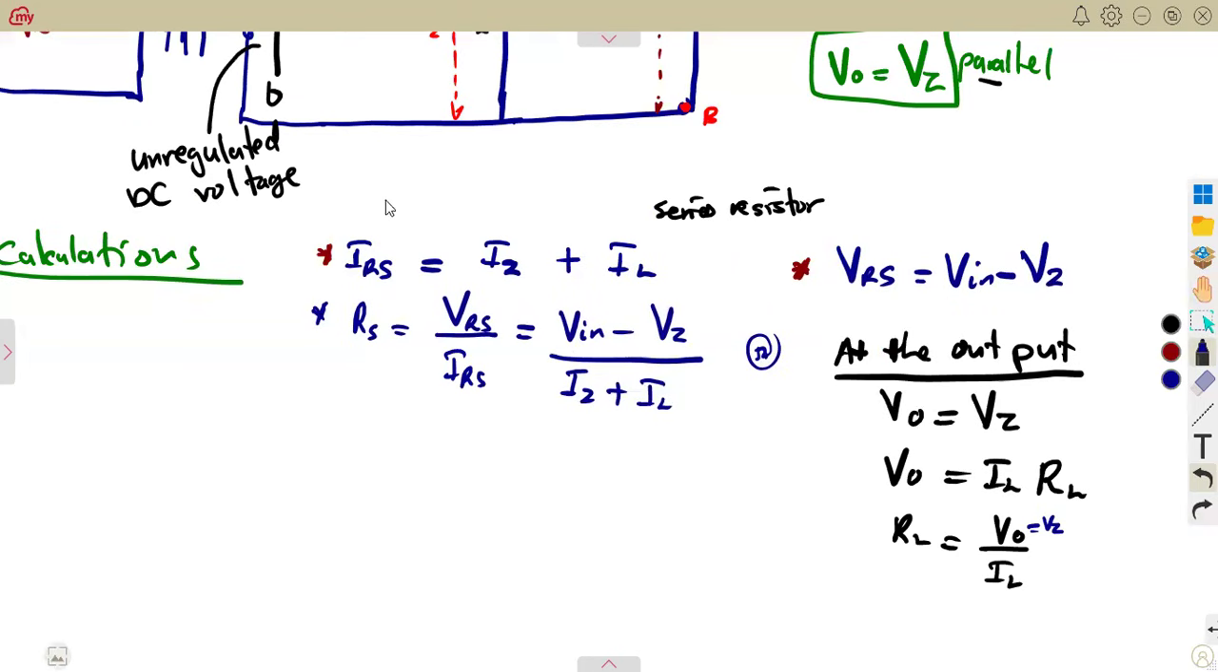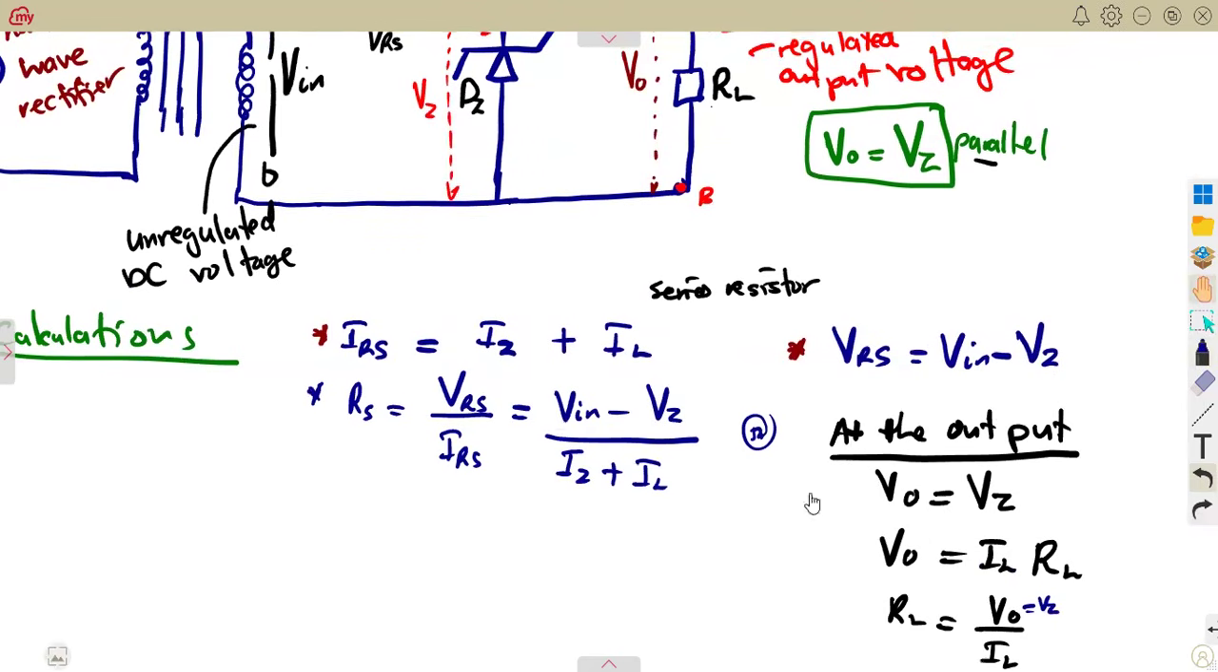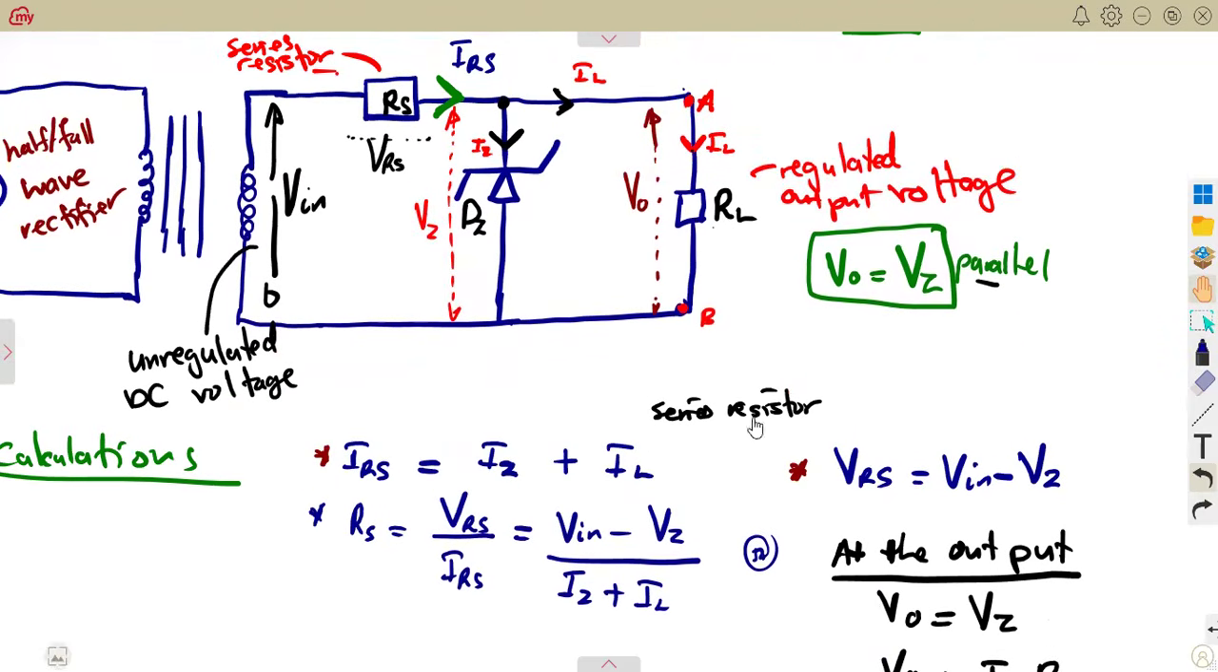So it depends on the condition that you have. But at the output, mainly, they'll ask you about the resistance, maybe current, whatever you can have. You can even calculate the currents from there. Remember our Kirchhoff's law: IRS is equal to IZ plus IL. We can go back there and calculate IL from there if it is not given. So it depends on the condition. So these are calculations. It depends on what you are given, which formula to use.